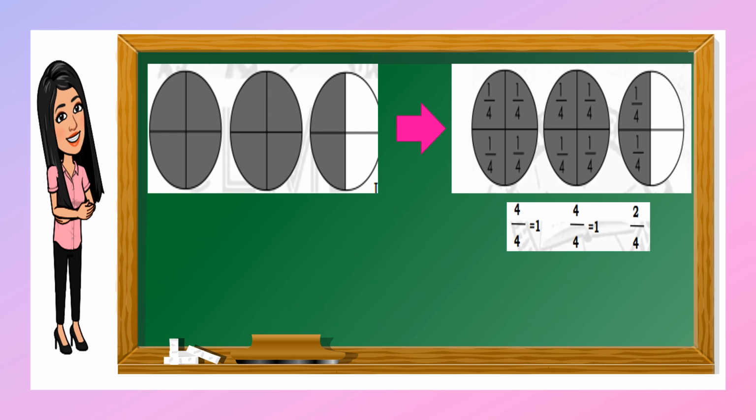So, meron tayong dalawang buo at 2/4. Dahil meron tayong dalawang 1/4, yung walang shade, hindi natin sasama yon kasi as a whole siya. Isang buo na dinivide sa 4, yun yung magiging denominator nyo. Kung alin yung may shade, yun yung magiging numerator nyo. So, we have 2 wholes and 2/4.